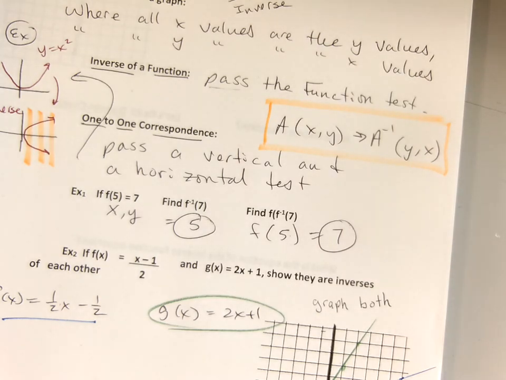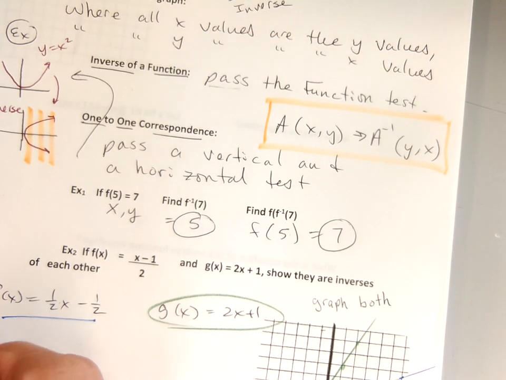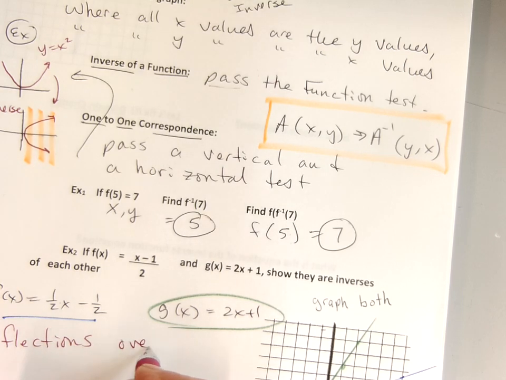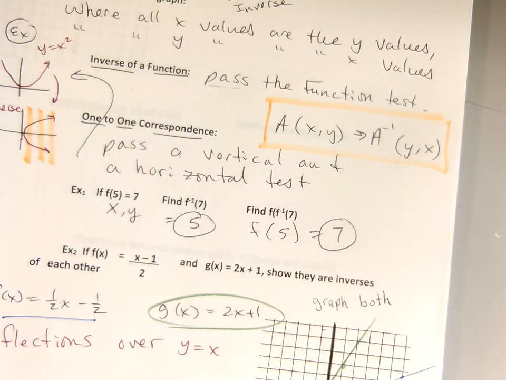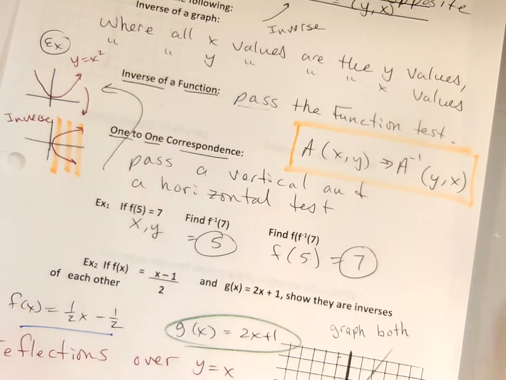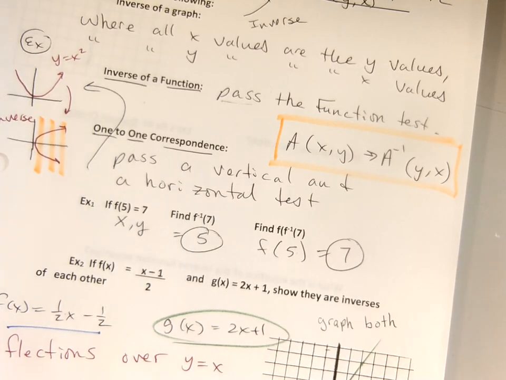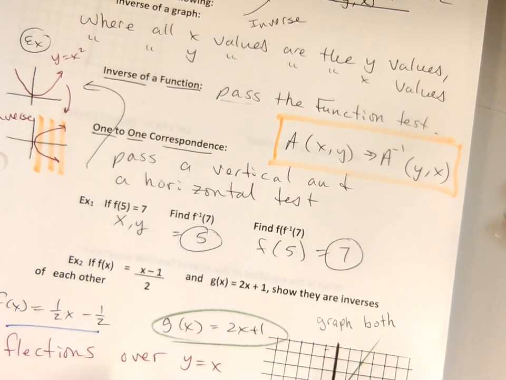Now, here's something we know. A graph and its inverse are going to be reflections over the line y equals x. Okay, write that down. So a graph and its inverse, if these two are inverses, then they should be a reflection over this line, y equals x. Let's see, that's this line right here.